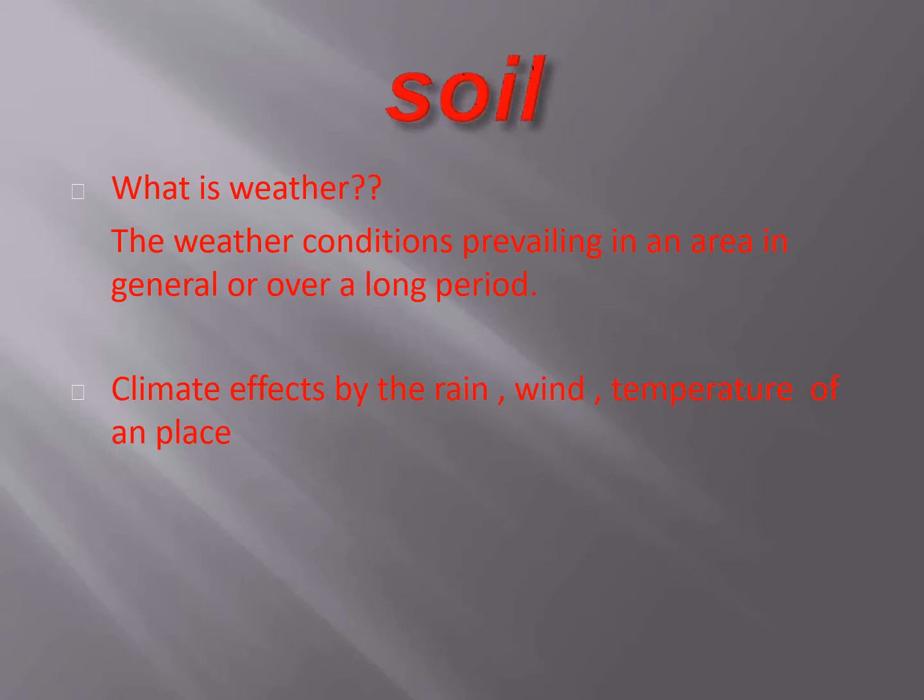Now, soil. What is weather first? The weather conditions prevailing in an area in general is known as weather, and weather taken for a long period of time is called climate. Climate is generally affected by rain, wind, and temperature, and it is generally affected at all places.